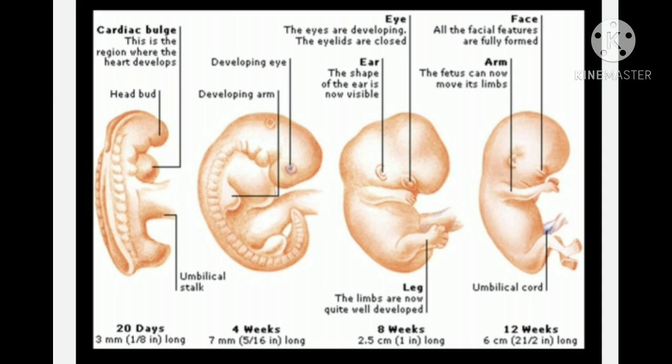Then coming to the arms. The arms are also properly grown and the fetus can now move its limbs. Plus the umbilical cord is also properly formed and covered. Okay, so this is all about this slide. Now we'll see what's in the next slide.